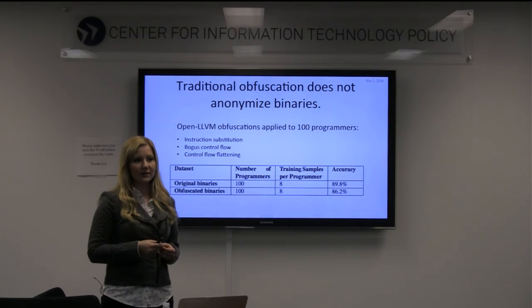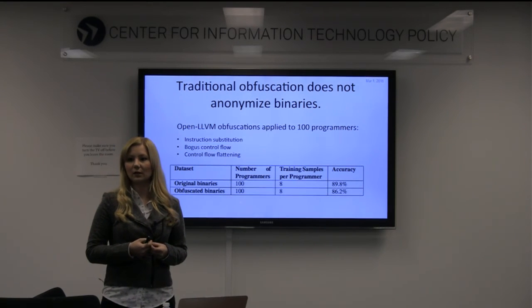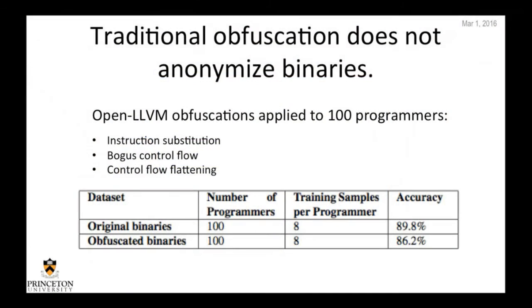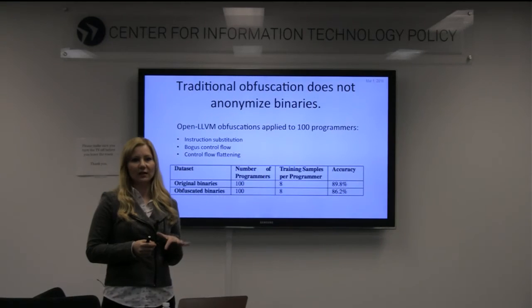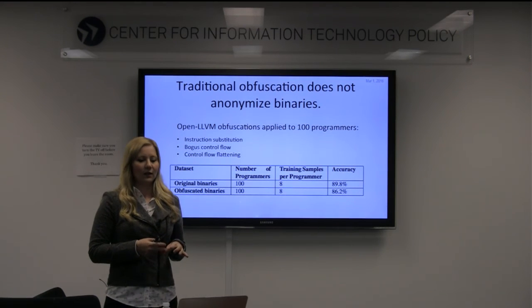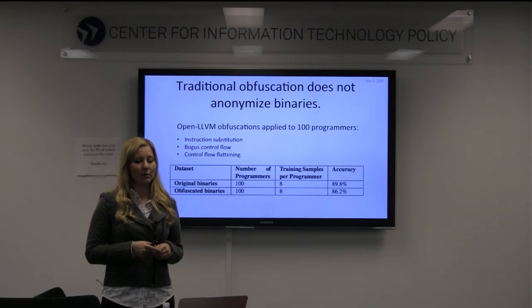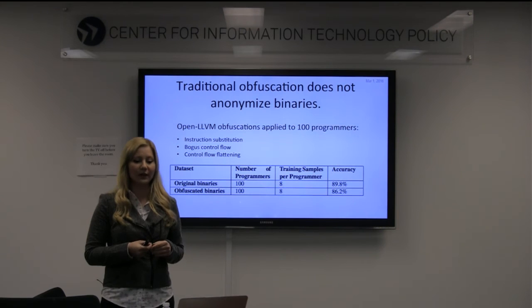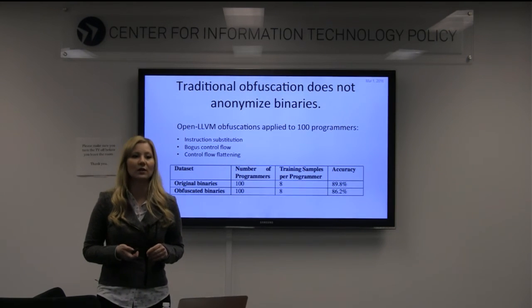Our original accuracy with this data set was 90%, and once we obfuscated the code, the accuracy dropped to 86%. And this doesn't show that obfuscation can really anonymize these programmers. And there are some reasons behind this. For example, once you introduce control flow, like bogus control flow, the features that are unique to programmers are still remaining there. So you're not really removing the unique features. And the most effective part here is most probably the instruction substitution, where you're actually messing up with instructions. But again, it doesn't seem to be the best way to anonymize programmers.